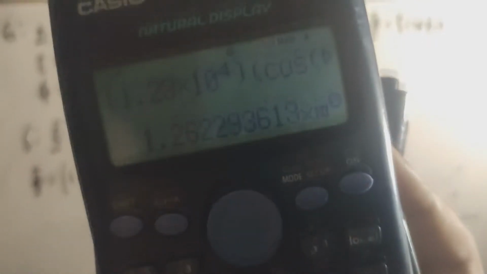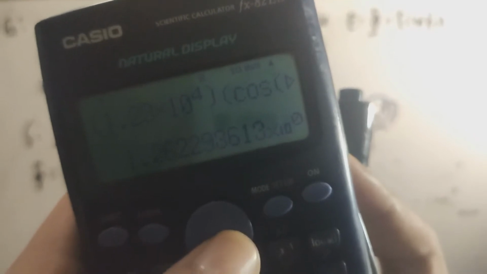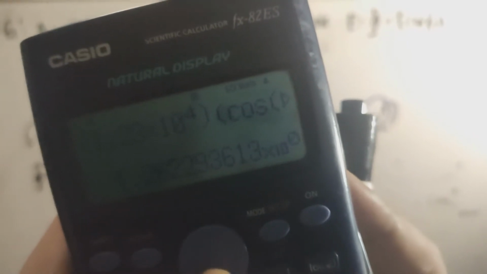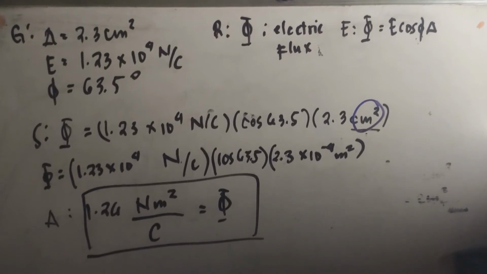Okay, just wait for it to focus. There you go. So our answer would be there, 1.26. You don't have to write 10 raised to 0 because that's actually equal to 1. So our answer is 1.26. So copy all the units. So Newton times meter squared is Newton meter squared. Then you have coulombs at your denominator. So this would be the value of our electric flux. So box your final answer so that I could see it on your solution sheet. Alright.